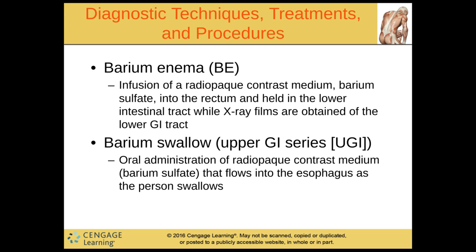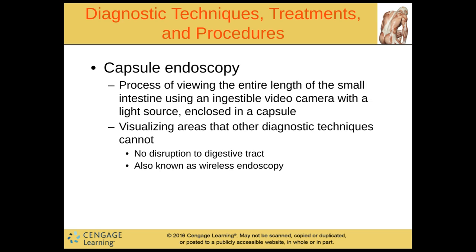A barium enema. So this is an infusion of a radiopaque contrast medium, barium sulfate, into the rectum and held in the lower intestinal tract while an x-ray is taken of the lower GI tract. A barium swallow basically does the same thing, but it's taken orally. So it's an oral administration of that radiopaque contrast medium, and it flows into the esophagus as the person swallows.